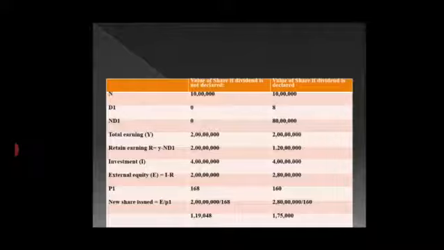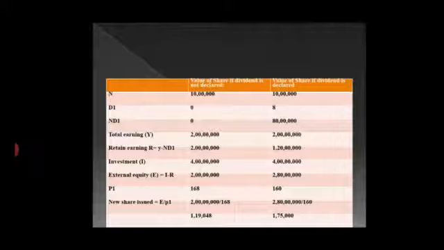Okay. Now what is the current price? Suppose we are going to take external equity, then it is available at which price? This is the question. As we have already calculated in the last part, if dividend is not declared, then P1 is 168 and if dividend is declared, then it is 160. It means if dividend is not declared, per share price is expected to be 168, and per share price is expected to be 160 if dividend is declared.